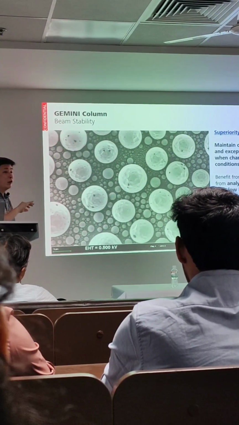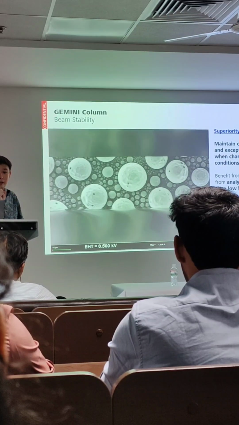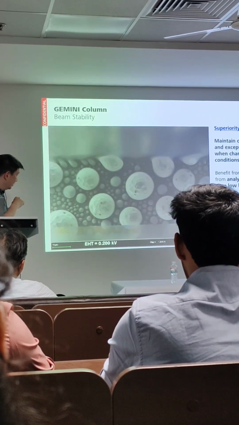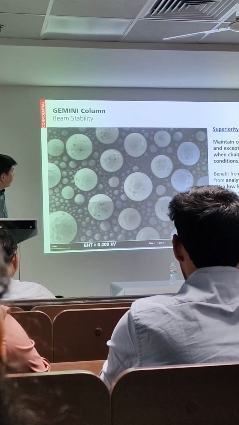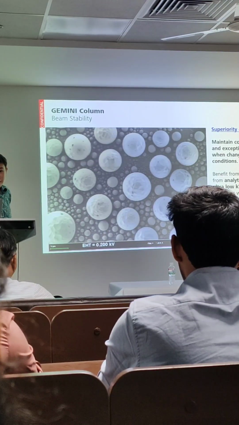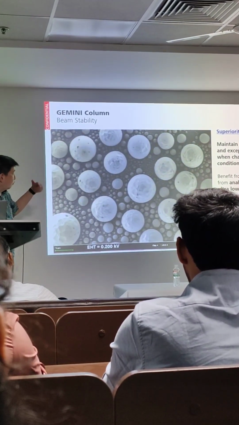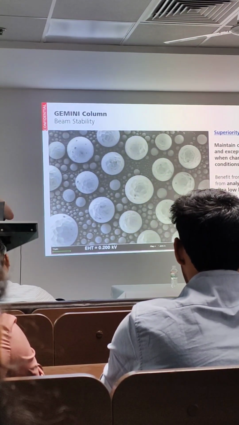But of course, with the lower voltage, we lose a bit of electrons, right? So it looks a bit dark, but now it's 200. It's still very clear, right? It's still very clear. And we will push this system to the limit, 24.